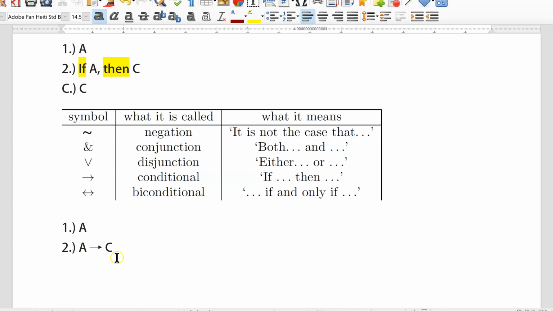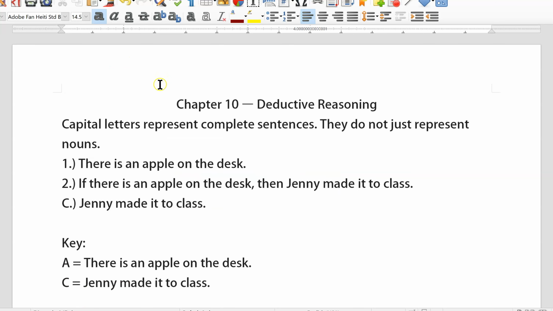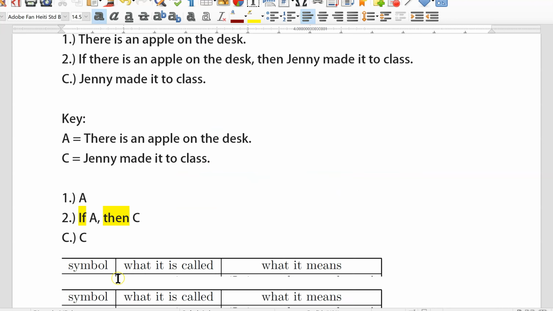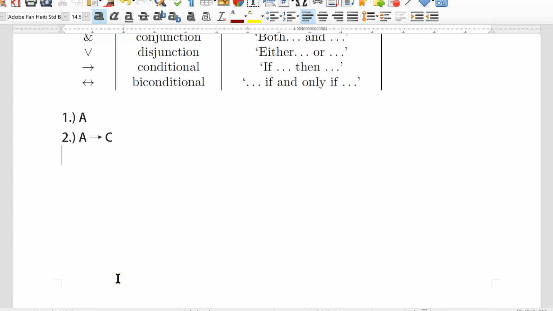And it's handy that this is A and C, but that's not what those stand for, right? We know what those stand for. Those stand for there's an apple on the desk and Jenny made it to class. And then we get our conclusion, which again remains the same. Jenny made it to class. So this is what this looks like in full logical form.